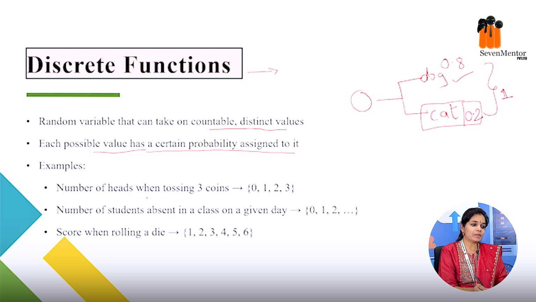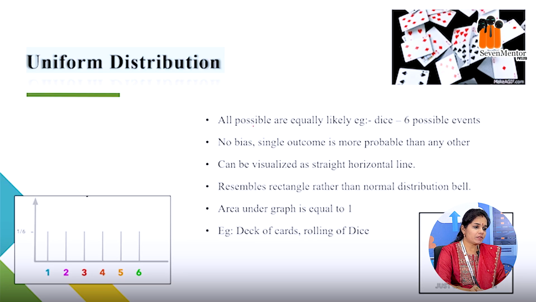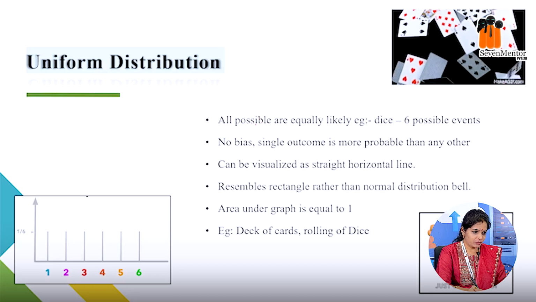Examples: tossing of 3 coins, students absent in a single day, rolling of a dice. Absent students, can it be 4.5? No. 10.5? No. It sounds weird and illogical. A small child will also tell you that it cannot be 4.5 students absent. So that's the reason these give us whole numbers and integers, so they fall under discrete functions. Clear?